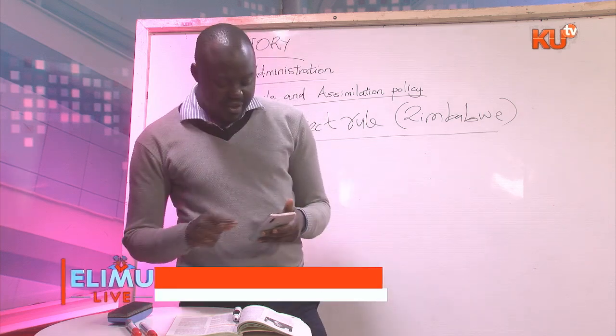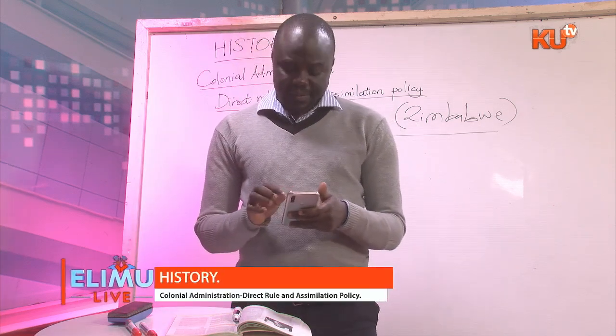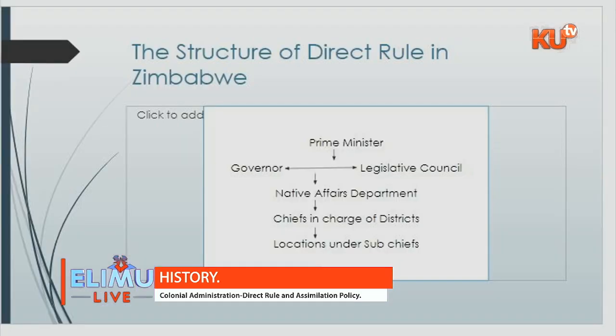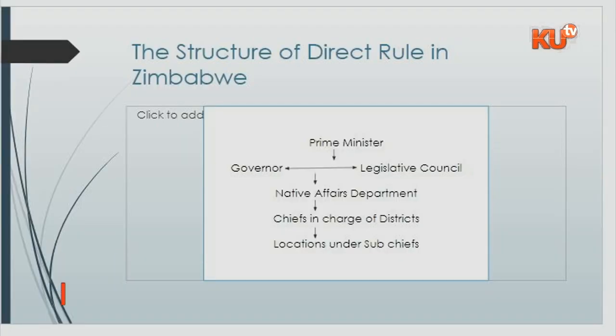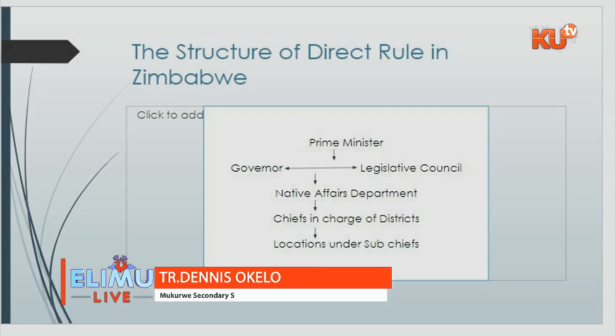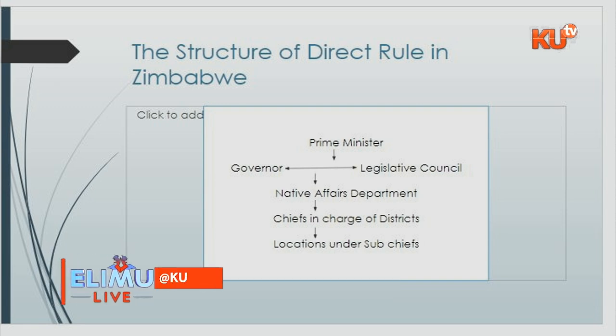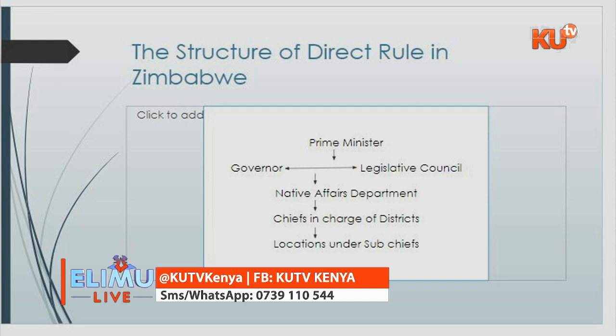Now, in your slide, there is a prime minister at the top, then the governor, and the legislative council. If I want to explain each and every one of them, the prime minister by then was Ian Smith. He had a colonial governor who was just appointed to supervise the British Crown land. But this governor had very, very minimal powers. Why? There was a legislative council, and the majority of them were white settlers, meaning they used to legislate laws that really oppressed the governor. So the governor was almost not there.